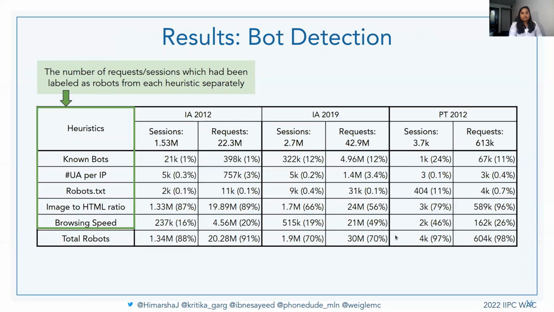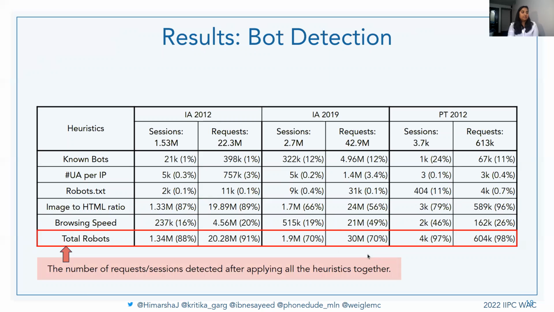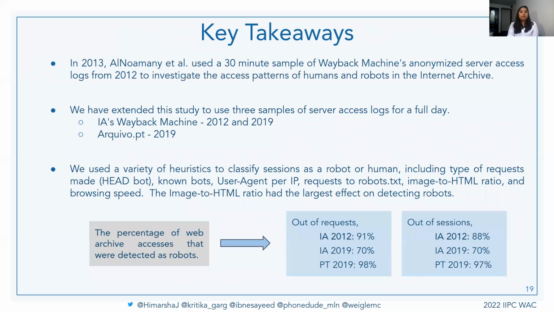Let's take a look at the results. The table contains the results of applying the heuristics separately for detecting robots for all our datasets. Now, as you can see on the table, the image to HTML ratio had the greatest impact on detecting bots. The final row shows the number of requests or sessions which are marked as bots after applying all the heuristics together. In all cases, robots account for more than 70% of sessions and requests.